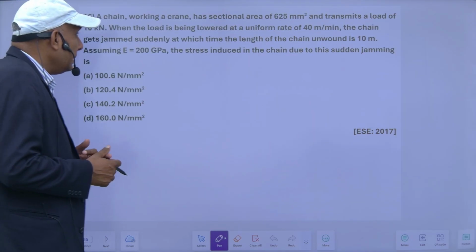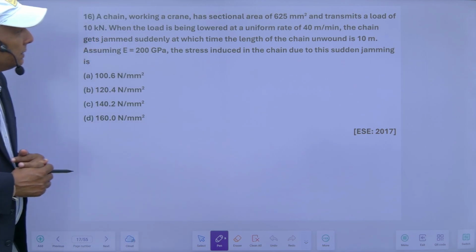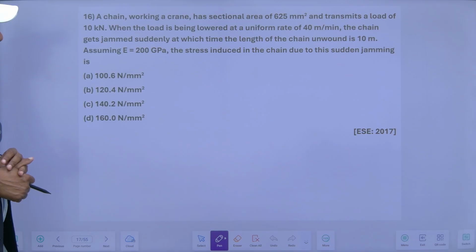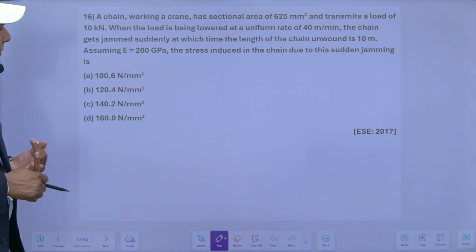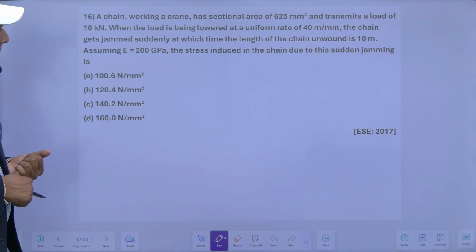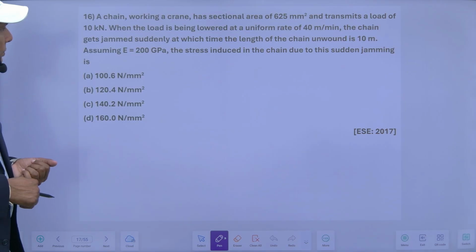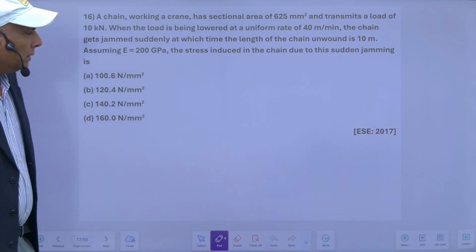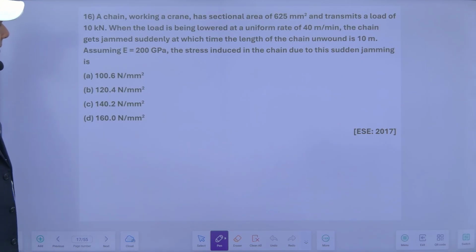Now a chain working a crane has a cross section area of 625 mm square and transmits a load of 10 kilonewton. When the load is being lowered at a uniform rate of 40 mm per minute, the chain gets jammed suddenly, at which time the length of the chain unwound is 10 mm. So 10 meter, assuming E is equal to this, the stress induced in the chain due to this sudden jamming is this one. So this is the question of 2017 engineering services. So it is like this.